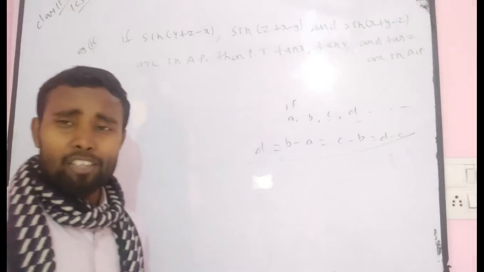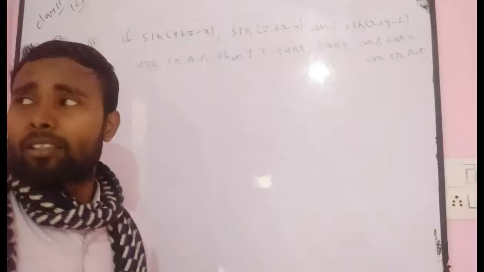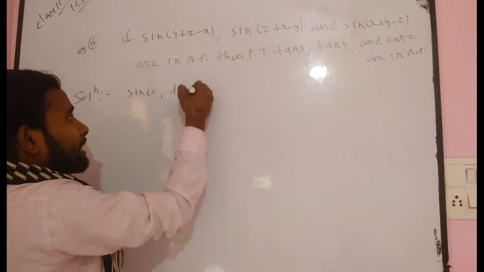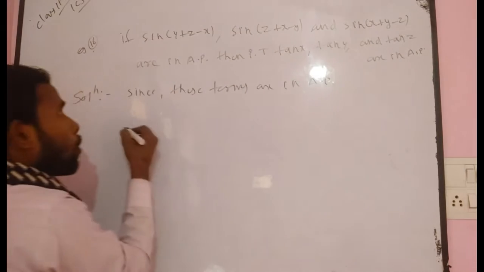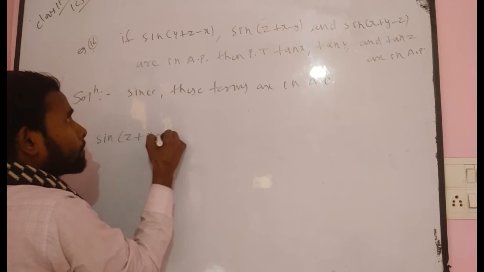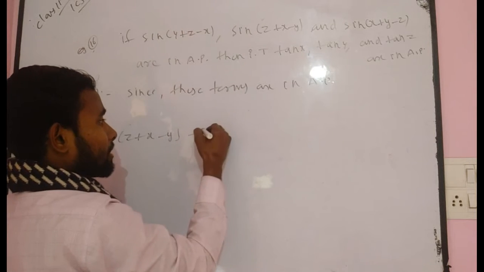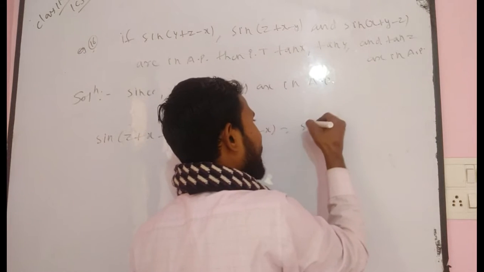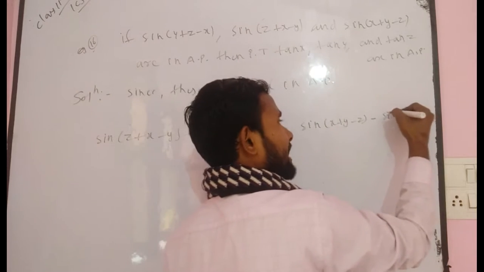So from this expression, can you write here? Since these terms are in AP, sin z plus x minus y minus sin y plus z minus x is equal to sin x plus y minus z minus sin z plus x minus y. Can you write it?